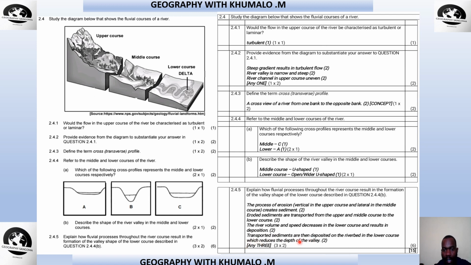The transported sediments are then deposited on the riverbed in the lower course, which reduces the depth of the valley. So the valley's depth is going to be reduced by these deposited sediments. So that was the answer that you're supposed to write there, and that was the last question in 2.4.5. Any questions may be posted on this video, in the comment section.